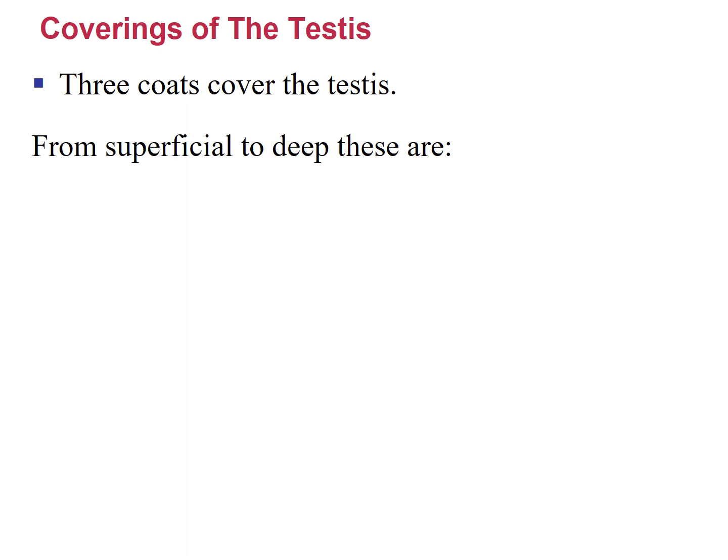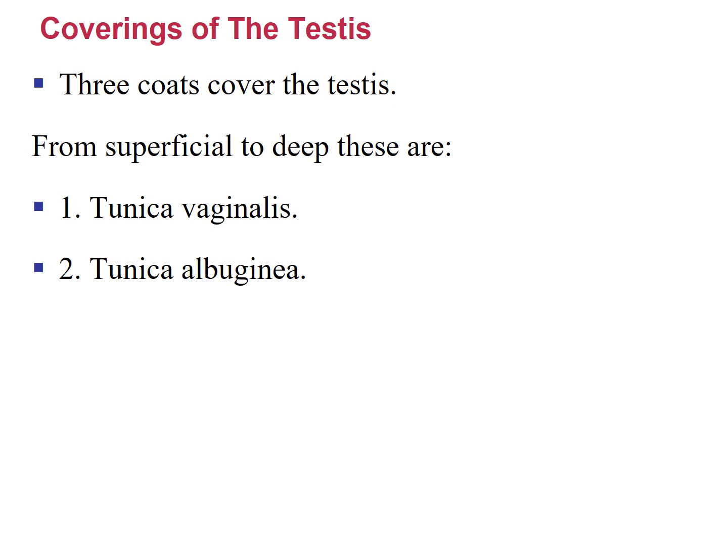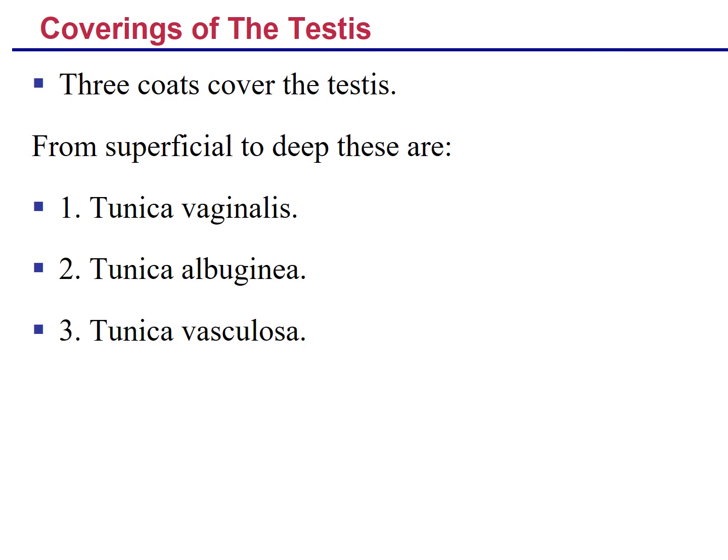Coverings of testis. The testes are enclosed in a tough capsule made up of three layers. From superficial to deep, these are tunica vaginalis, this is the outermost layer. Deeper to that, tunica albuginea. Deeper to that, tunica vasculosa. So tunica vasculosa is the innermost layer. Outer to that we have tunica albuginea, and the final one is the tunica vaginalis. Tunica vaginalis is a serous sac. Tunica albuginea is made up of collagen fibers, and tunica vasculosa is made up of blood vessels.